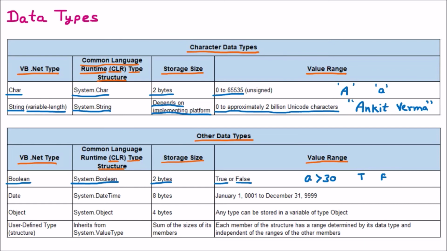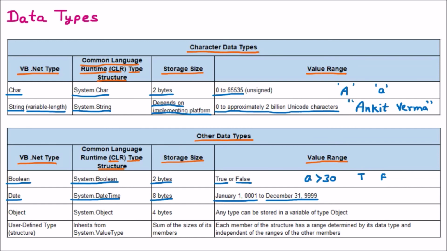Now the next type we have is date. Whenever you want to store a date in the system, the date type is required. It is available in System.DateTime. It is of 8 bytes and has a range from January 1, 0001 to December 31, 9999. So that is the range which is available with .NET.